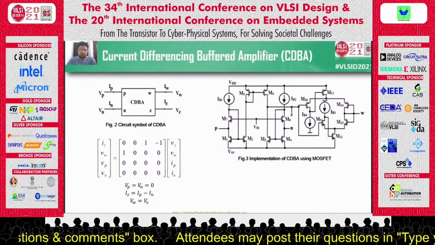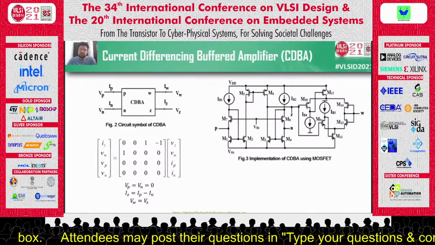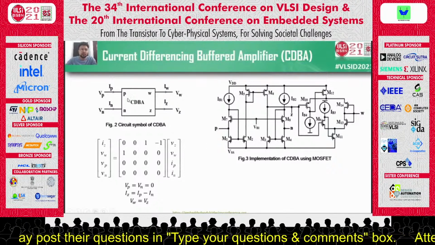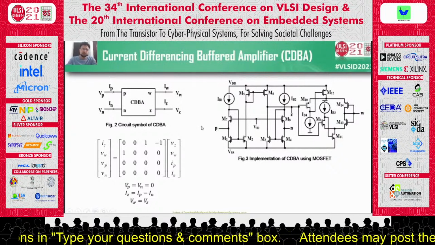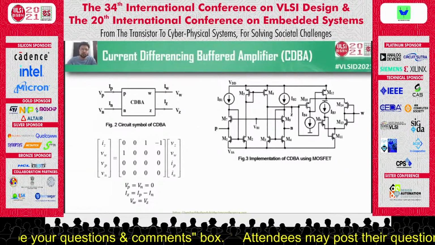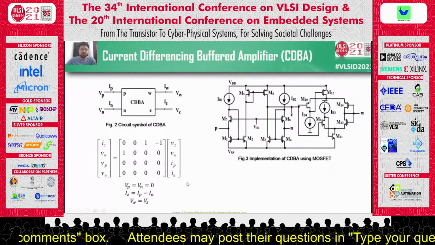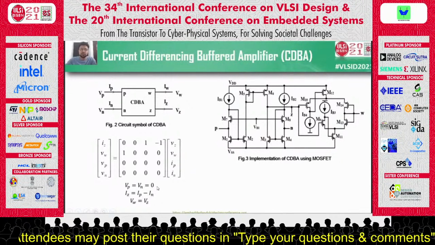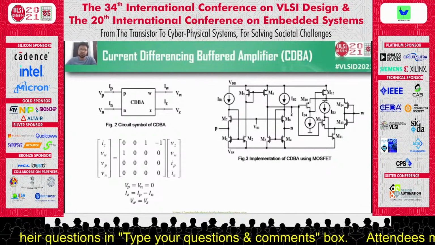So the current differential buffer amplifier. CDBA consists of the unity gain current differential and the voltage amplifier. It consists of 4 terminals. P and N are the input terminals and W and Z are the voltage and the current output terminals. So the current voltage relationship can be represented in this matrix form. From here we can see that Vp is equal to Vn is equal to 0. That means the input terminals are internally grounded, thereby eliminating the parasitic capacitances.